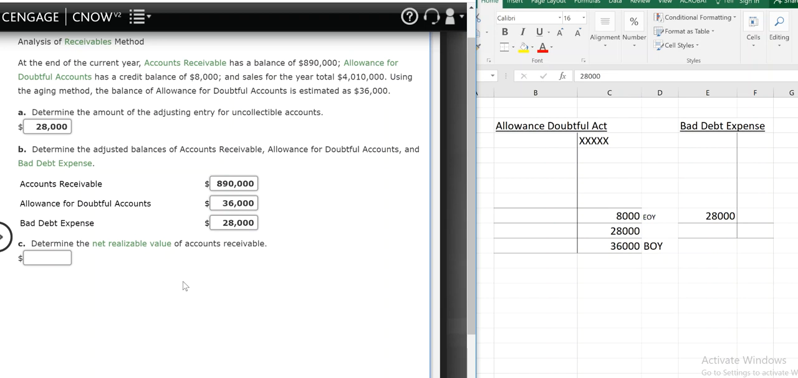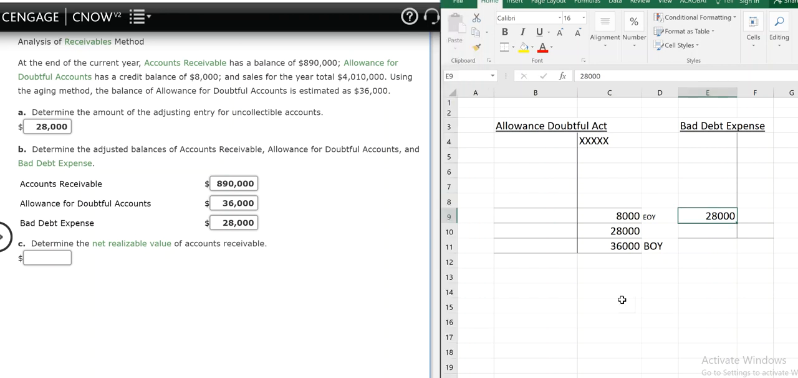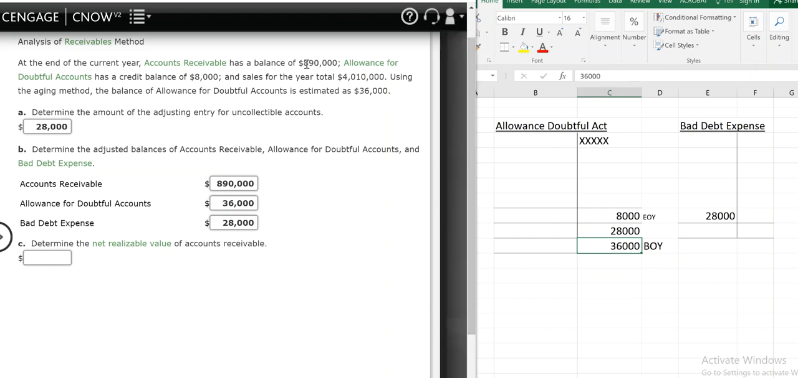And then the last question here is asking for what is the net realizable value. So again, the net realizable value is accounts receivable minus the ending balance of the allowance account. So if the ending balance of the allowance account is 36 and account receivable had 890,000, simply take 890,000 minus the 36, that will give you 854,000. So the net realizable value, or the amount expected to be collected, is going to be $854,000.